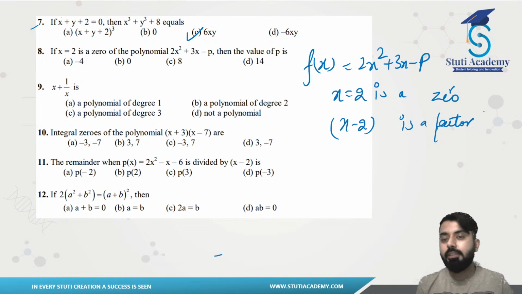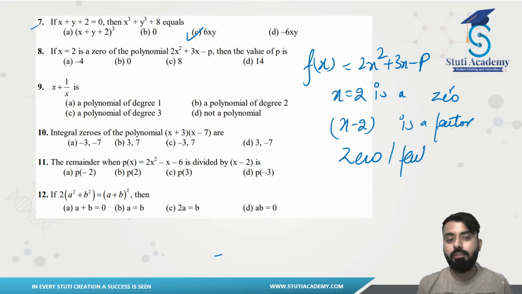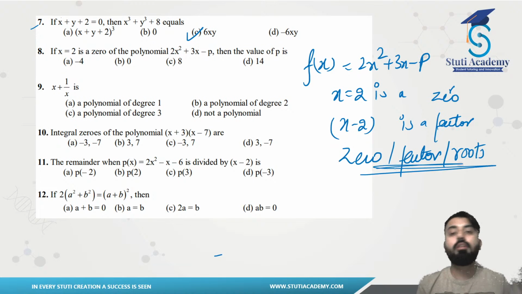So don't get confused while you are going in your 10th class also. There will be one more term for these cases. They can call this x equals 2 as your zero, or a factor, but they might also call it by another name, that is, roots. So don't worry, each of these means the same: when you replace x with 2, your whole answer of that polynomial will be 0. That is the actual meaning of a zero, a factor or a root.